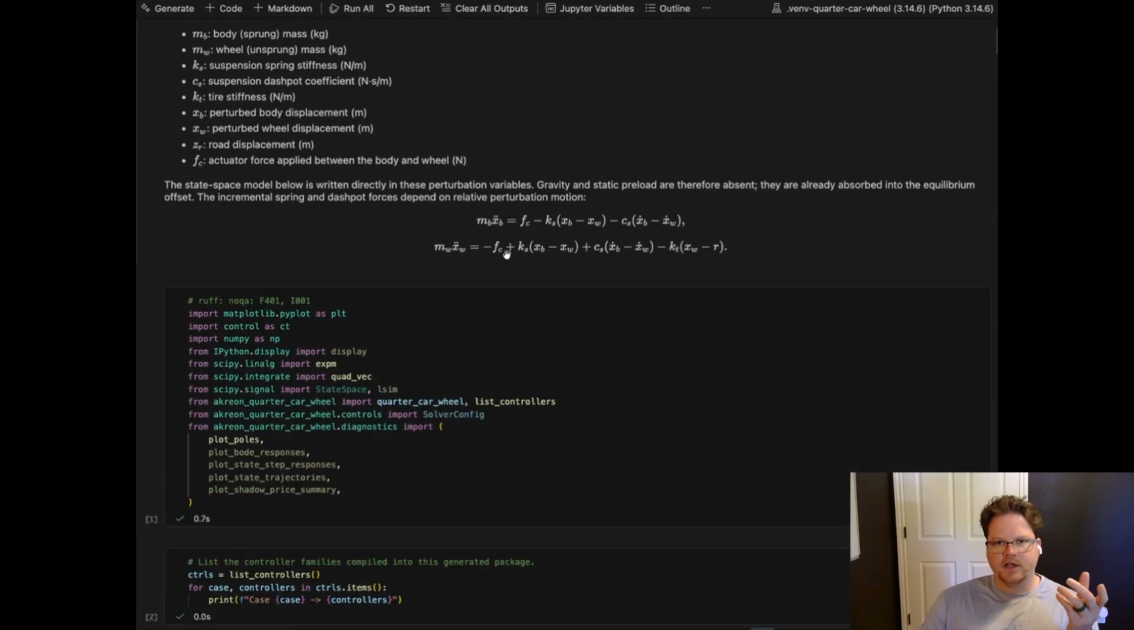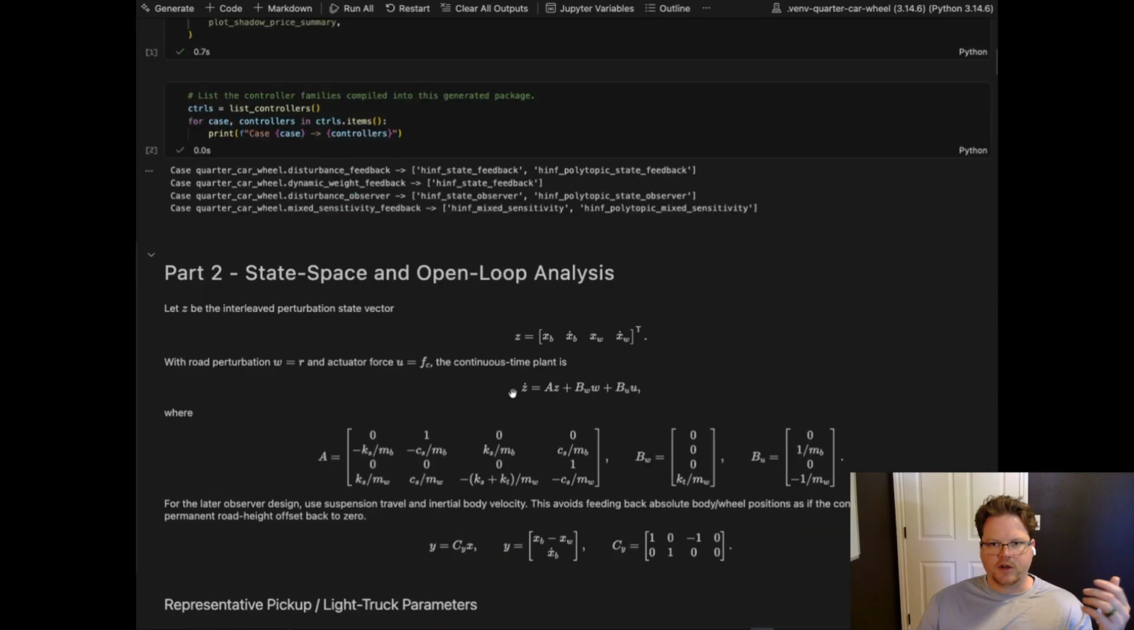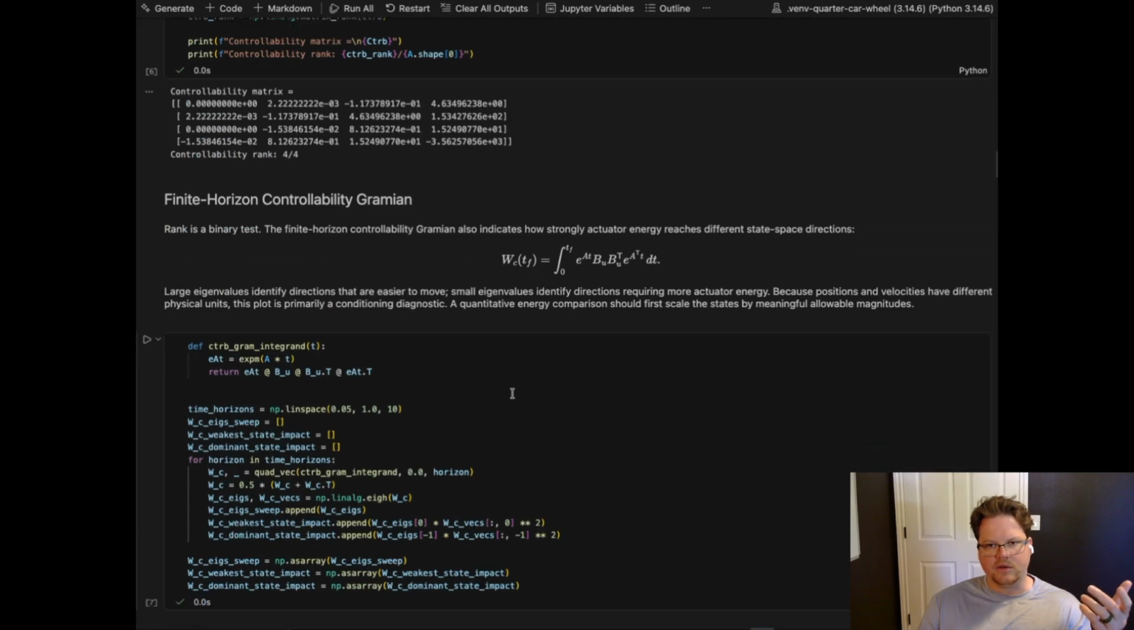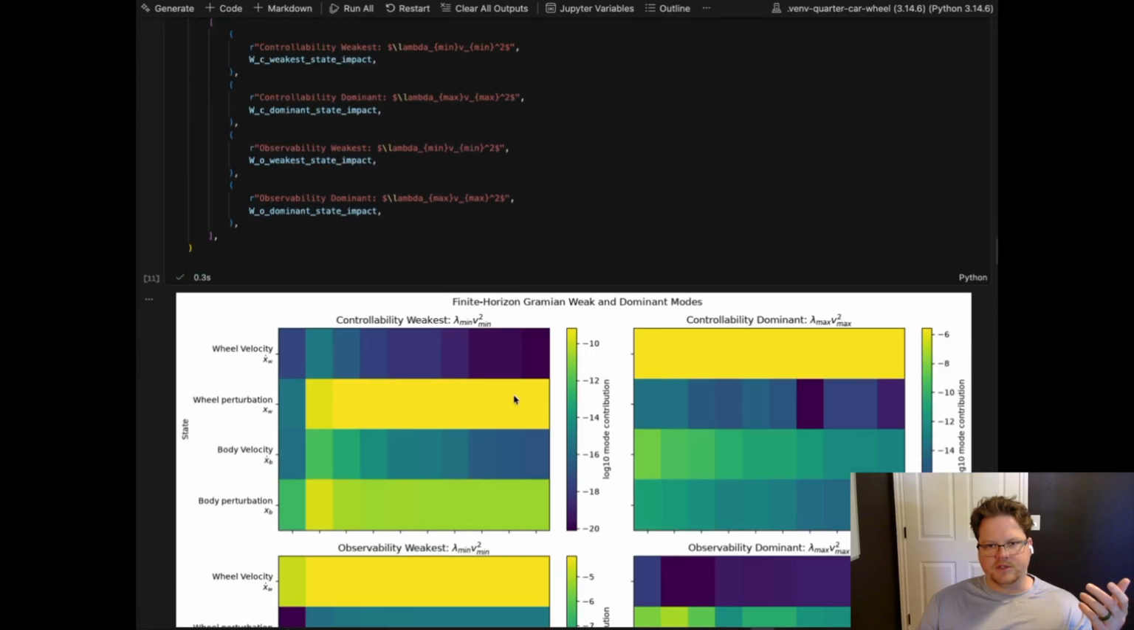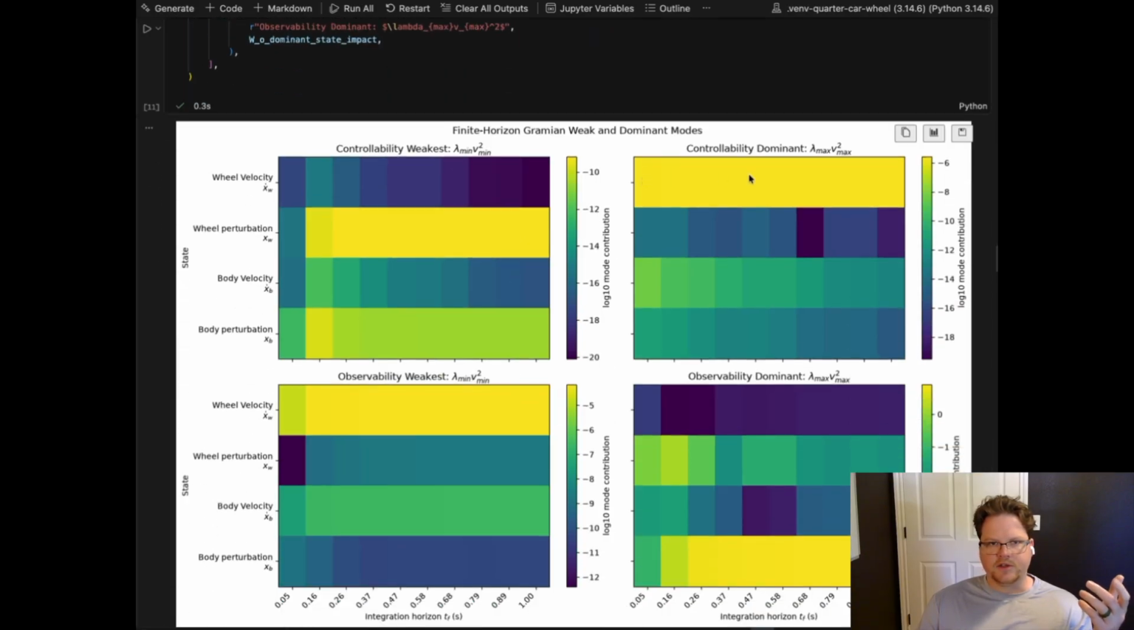So the actuator is impacting the acceleration of the body and the wheel, and so it'll have much more control authority over the velocity channel than the displacements themselves. And if you remember, just physical intuition, the body itself is significantly heavier than the wheel. So in terms of our controllability, going all the way down, that matches that intuition. The dominant controllability, the wheel velocity, is much easier to excite, much easier to control in the dominant eigenspace, this mode.